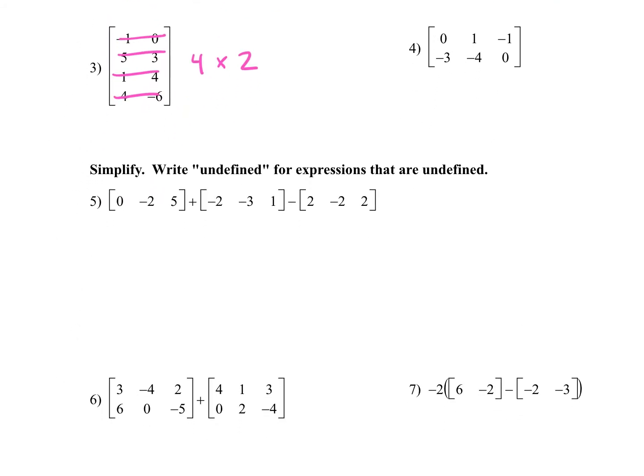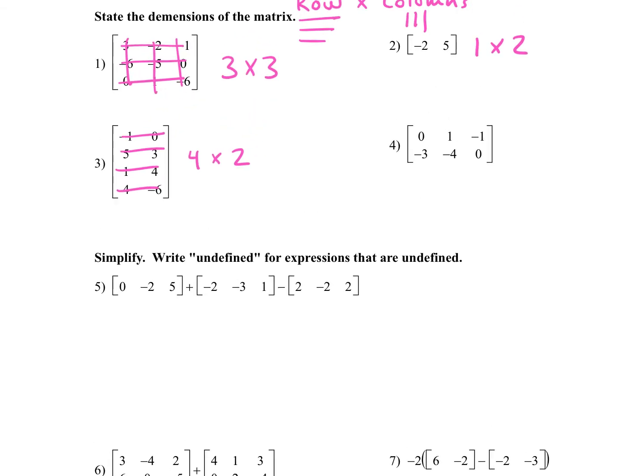Okay, so let's go to number 5. We have to simplify, write undefined if the expression is undefined. What makes something undefined? If they're different sizes. So here we're just adding and subtracting. I'm going to add the first 2 together first and then subtract the third one.